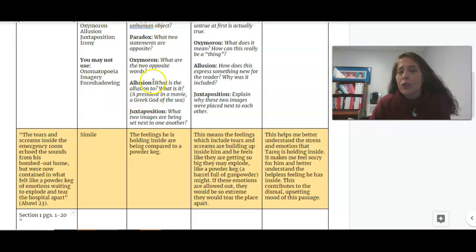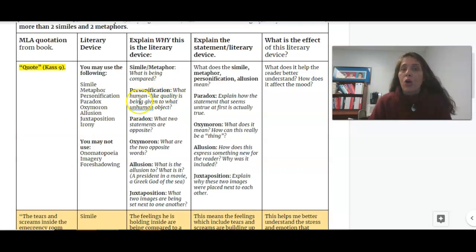If you're doing an allusion, what is it an allusion to? If it's juxtaposition, what two images are set next to each other? Oxymoron, what are the two opposite words? Paradox, what are the statements that are opposite? Okay? Personification, what human-like quality is being given to a nonhuman object? So that's what you're putting in this column.